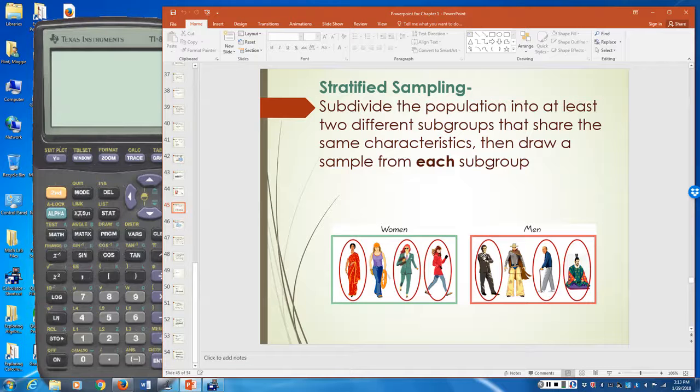Stratified sampling means that you subdivide your population into different groups. For example, here we've chosen men and women. You could also choose freshmen and sophomores if you're talking about people in community colleges, or you could talk about 5th graders, 6th graders, 7th graders, and 8th graders if you're talking about middle school. So you have a naturally occurring group, and then you select some from each one of those groups. Here we're choosing 3 out of the group of women and 3 out of the group of men.